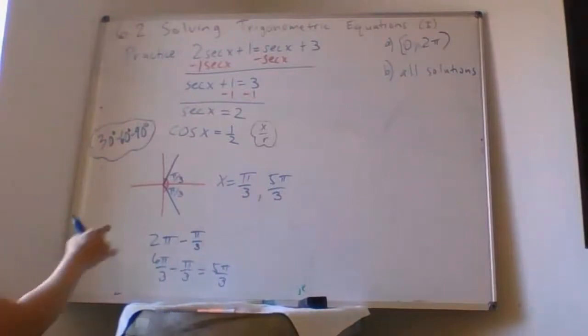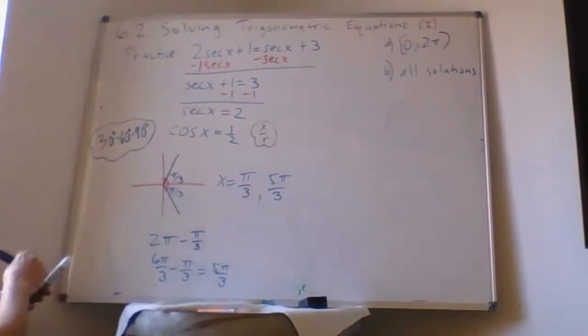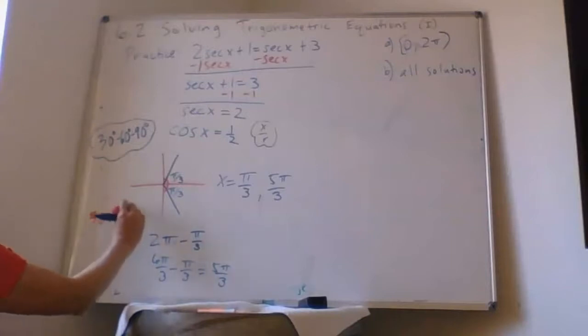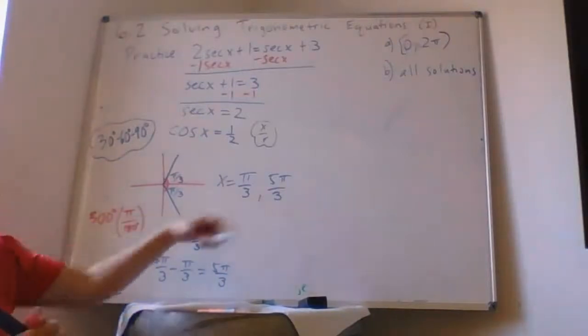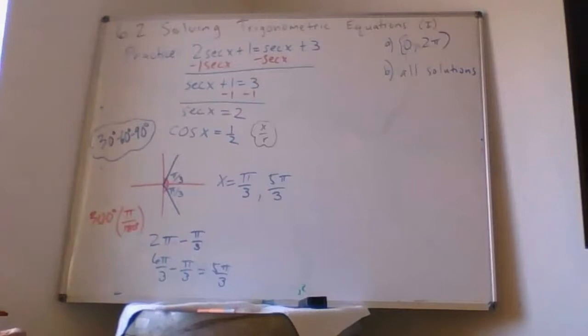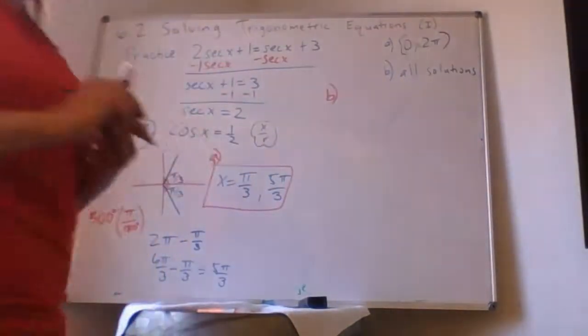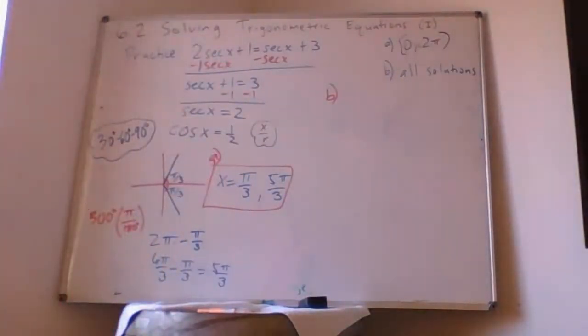Similarly, with a 60-degree reference angle, we would have gotten 300 degrees and converted that by multiplying by pi over 180. Either way, we would have come up with that second angle as 5 pi over 3. So for part A, the two solutions in the interval 0 to 2 pi are pi over 3 and 5 pi over 3. Now for part B, the first step is finding out what is the period of cosine. So cosine has a period of 2 pi.